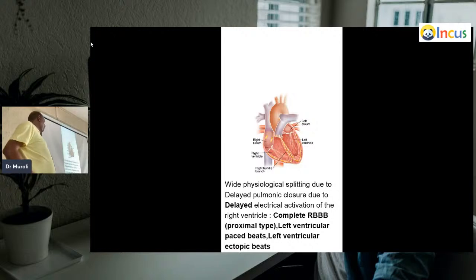What leads to delayed pulmonic closure? Obviously, activation of the right ventricle if it is delayed, then P2 becomes delayed. So any right bundle branch block, right? Then what makes an early A2? Early A2, if the left ventricle is paced, or if it is a left ventricle ectopic beat, any of them can make it early, and that leads to development of wide physiological splitting, is what you need to remember.